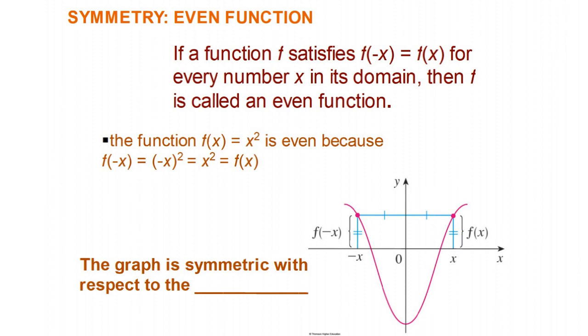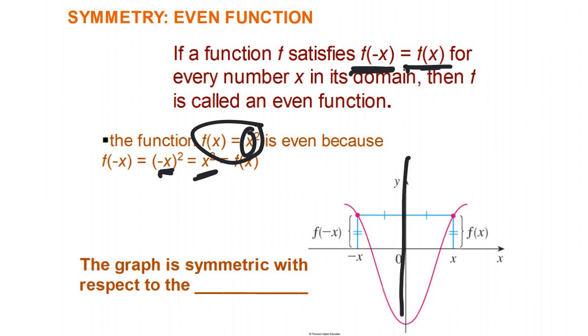So a function that is even, if you plug in a negative x everywhere that you see an x and it comes out as your original function, then it's even. So right here, if I plug in a negative x here, and I square it, it comes back as an x squared, which was the original function. So it's even. You can also tell by looking at the graph because it will be symmetric with respect to the y-axis.